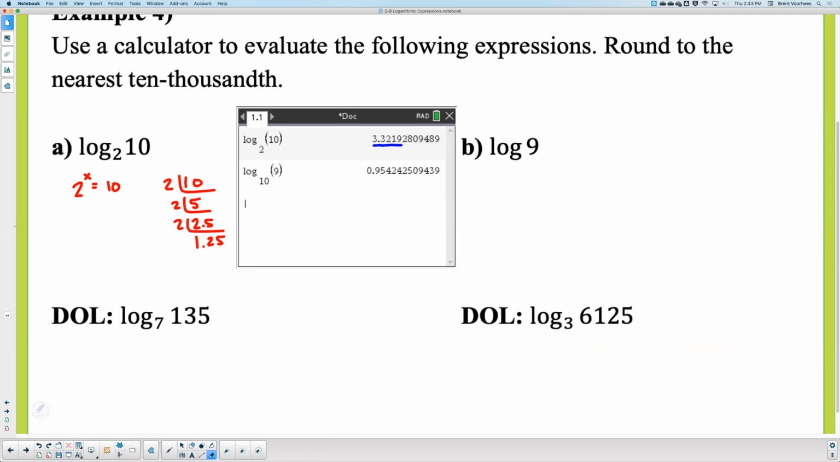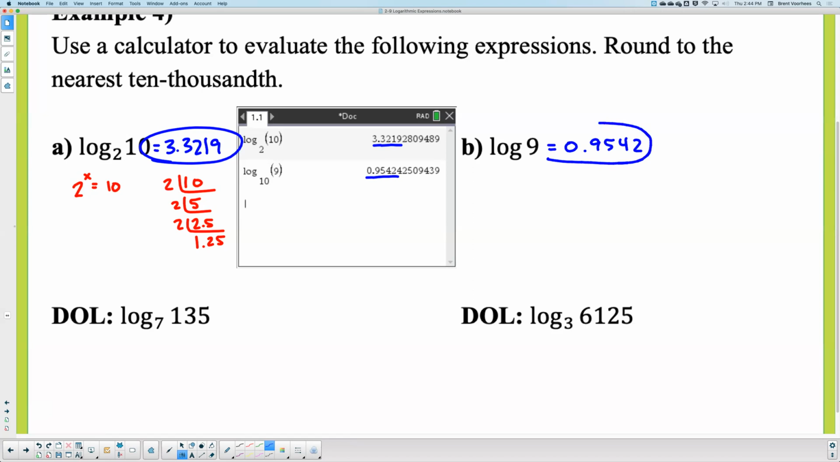Let me actually write it right here. 3.3219. That's my answer here. And on part B, this would be 0.95. Let's see here. We need 4 decimals. Do I round the 4 up or cut it off? Cut it off. So 42. That would be my answer here. Honestly, I should do a squiggly equal sign because we're approximating. I'll let you do now your next 2 DOLs.